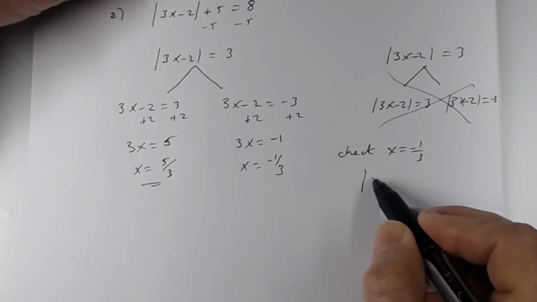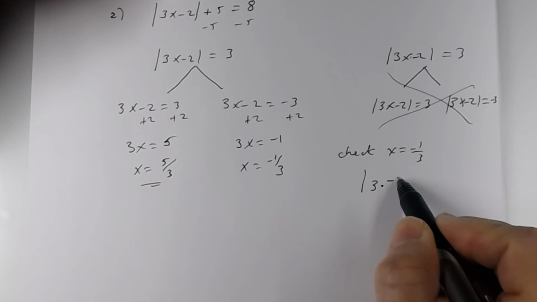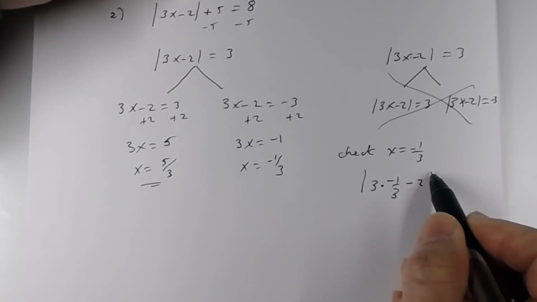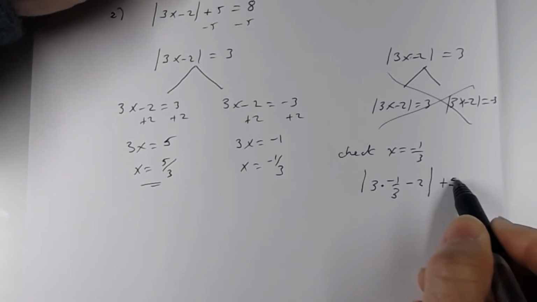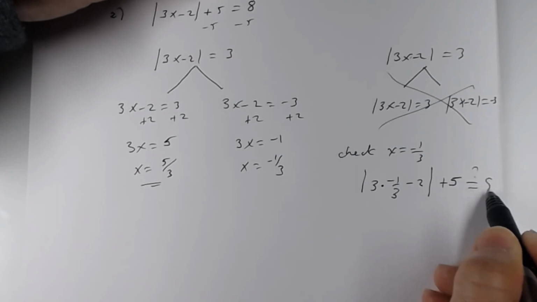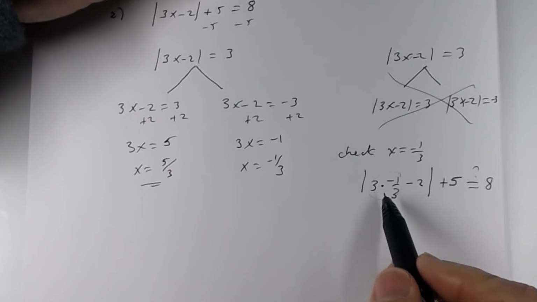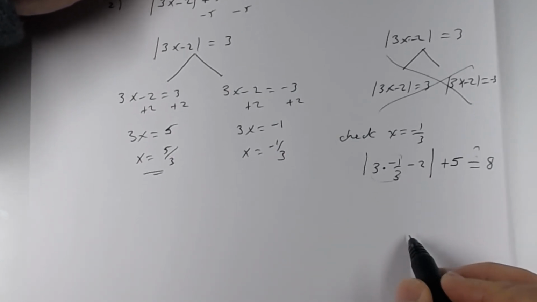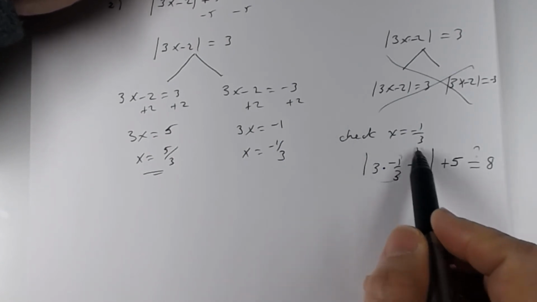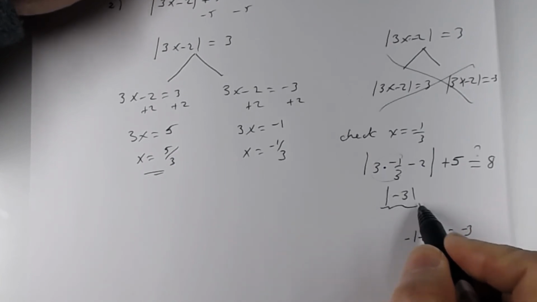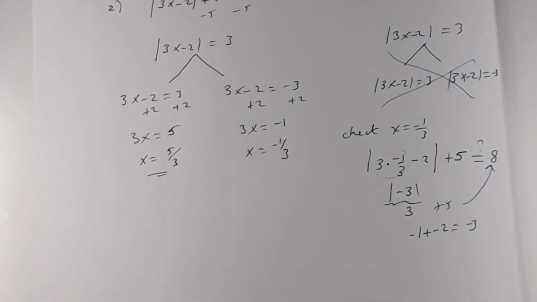All right. So I want to go back to the original right here. You get 3 times -1/3, minus 2, right? Absolute value of that. Whatever that is, you're adding what? 5. And you want to see if that's going to equal what number? 8. Well, look at this. What's 3 times -1/3? -1. What is -1 and -2? -3. What is the absolute value of -3? 3. And what's 3 plus 5? 8. So -1/3 works.